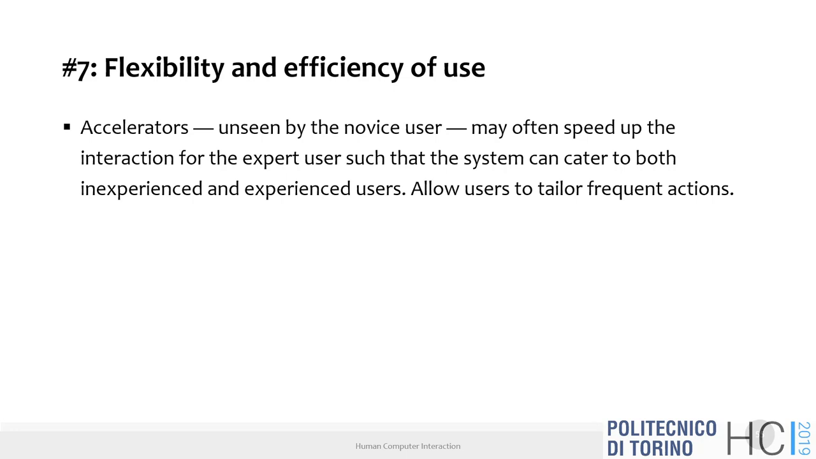And the experts don't want to go through the easy way of many small steps every time. The experts want quick ways of doing something that they know how to do. So for every functionality that may be of interest to an expert user, we should have some way of speeding it up. Maybe not so visible, maybe also partially hidden, because we are targeting experts right now. People that will use the system many times a day.